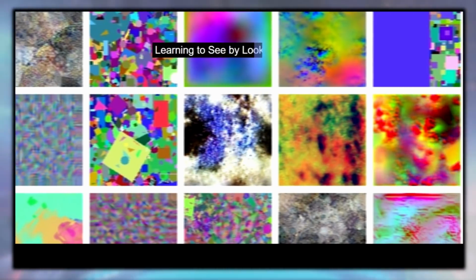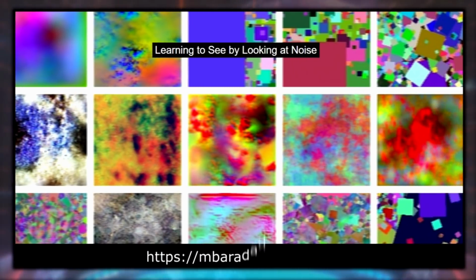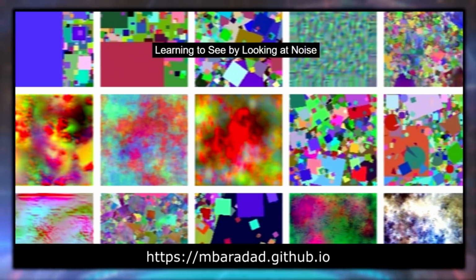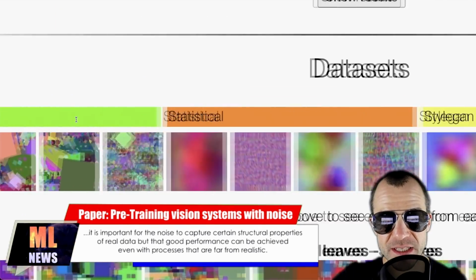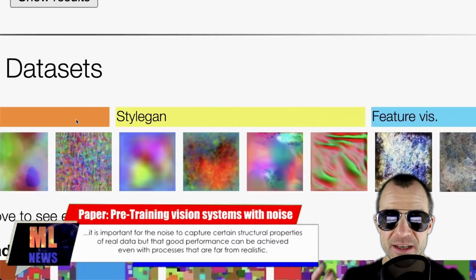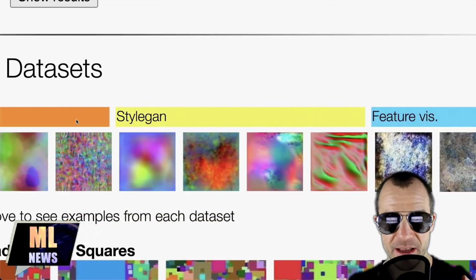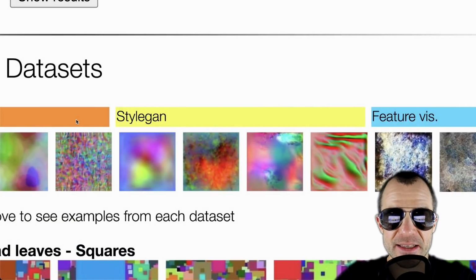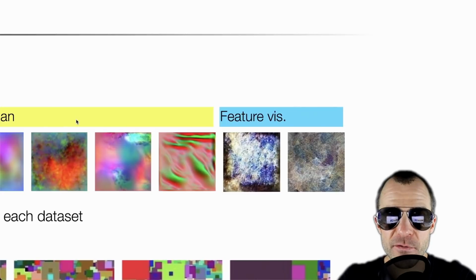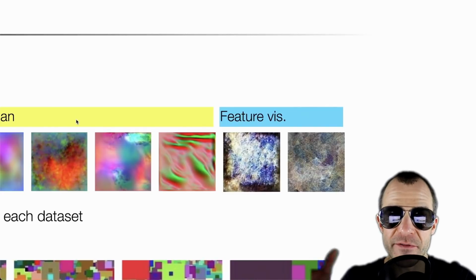There's a paper out of MIT called Learning to See by Looking at Noise. And this paper questions the paradigm of pre-training on data by switching to pre-training on noise. And they actually get some pretty decent results. They do investigate different styles of noise. So there is procedurally generated noise, statistical noise. There are initialized StyleGANs, so non-trained StyleGANs, where you simply forward pass data and what comes out you take as training images. And there is also feature visualization procedures of trained models.